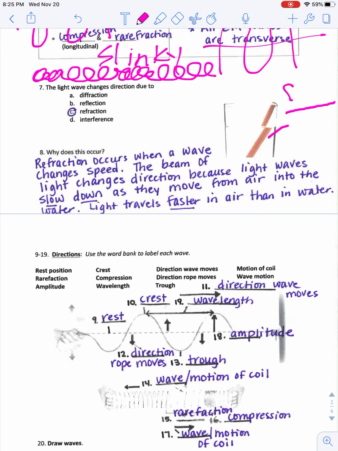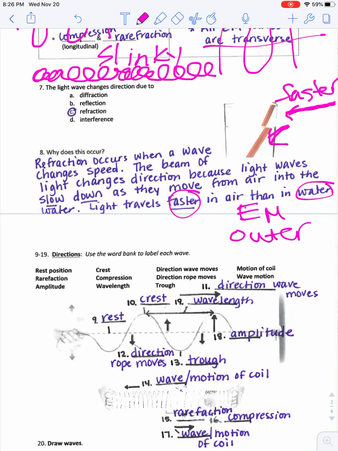EM waves travel fastest actually in outer space, then second in air, and then slowest in a solid. So the light wave is coming in. As soon as it hits that water medium, it slows down because the water is denser than the air. So light travels fastest in air and slowest in the water. Actually, way fastest in outer space, in that vacuum.